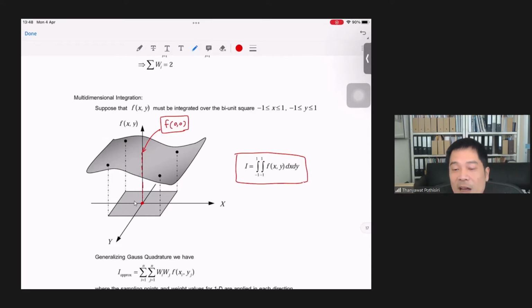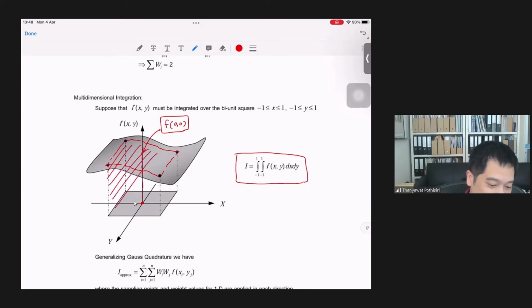Because we've talked about this before. When you are computing this integral of a certain function over an area, what you are basically computing is the volume of this prism right here that comes from projecting this function onto this area, right? So what you are computing is this volume of this prism right here.